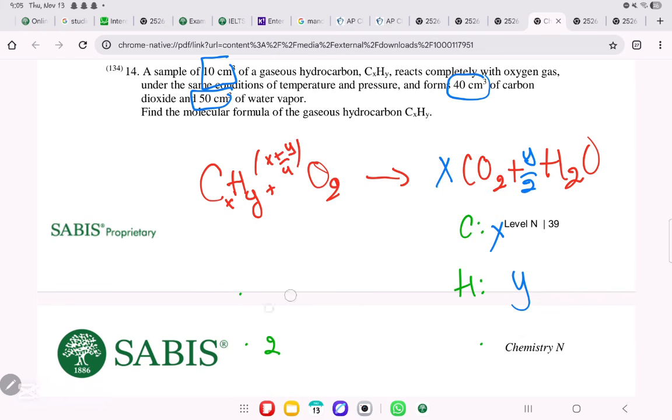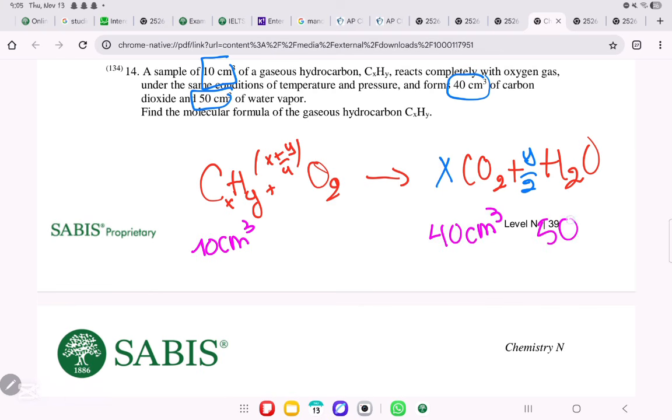Now what can I start doing? I can start by putting under each one of them their volume. So this is 10 centimeter cubed. I don't know the volume for oxygen. For CO2 it is 40 centimeter cubed, and for H2O it's 50 centimeter cubed. Since they're all in centimeter cubed, I can divide by the smallest number, which is 10. If I do, I will get a ratio, which is 1, 4, 5.